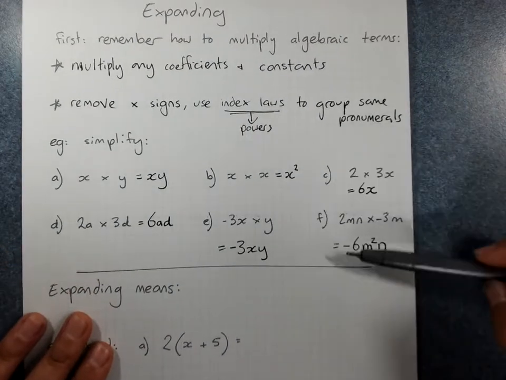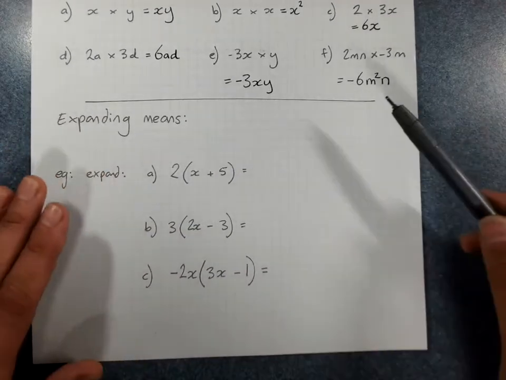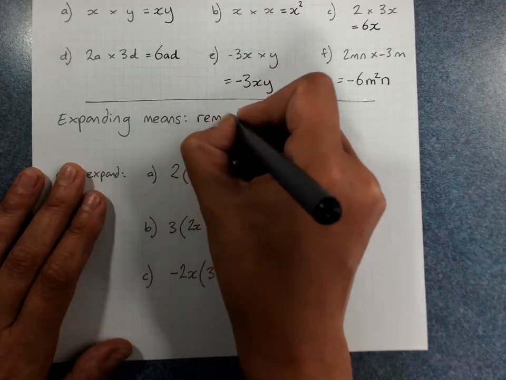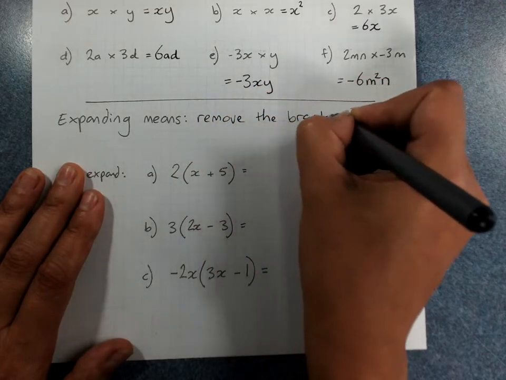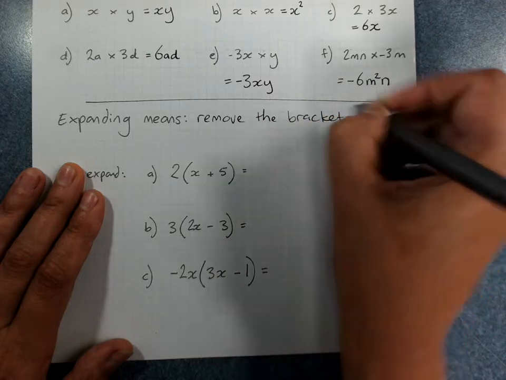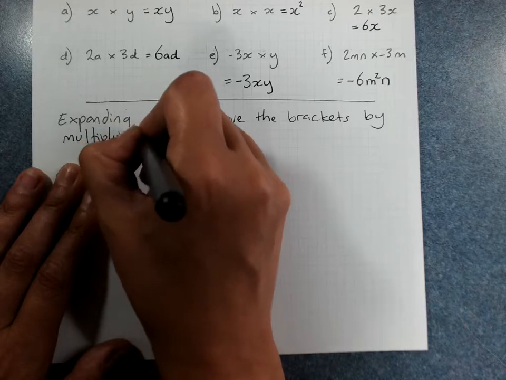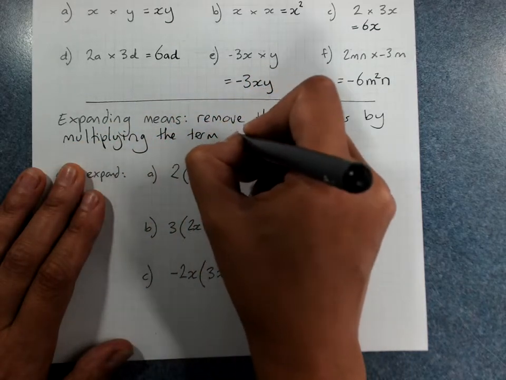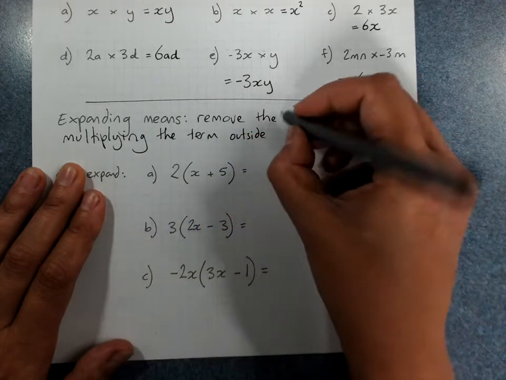So we've remembered how to multiply, because now we have to be able to expand. And expanding means to remove the brackets by multiplying the term outside the brackets by both the terms inside.